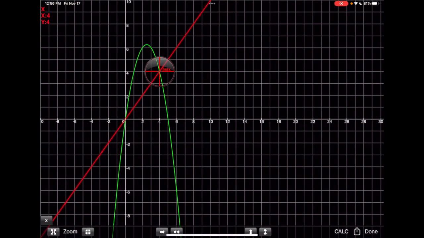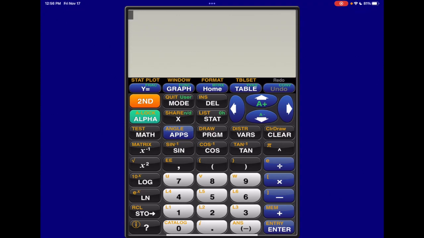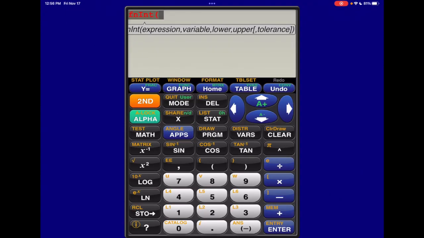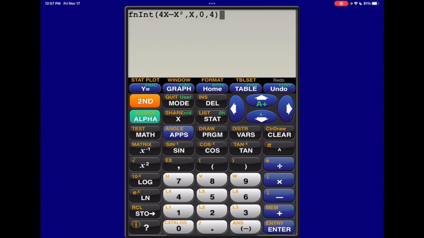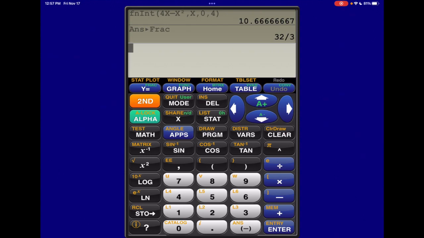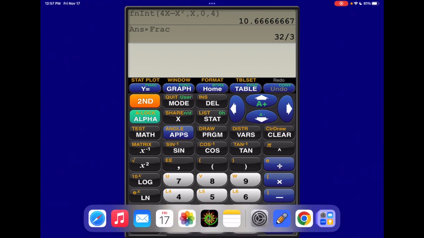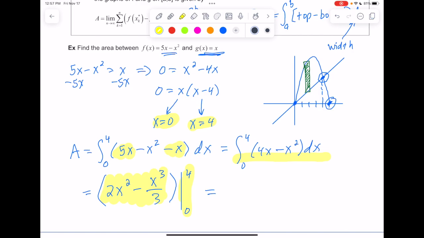So going back over to the calculator, we're done with the graph. I'm going to go into the math menu and choose fnint, and then type in that function just before we integrated it, which was 4x minus x squared, and then comma, the variable is x, and the boundaries are 0 and 4. So you enter that in, and you get a decimal. I do want us to give exact answers when possible, so then we just go back into math and choose store to a fraction, and it'll tell us that is 32 thirds. So then I'm going to switch back over and say my answer there is 32 thirds.